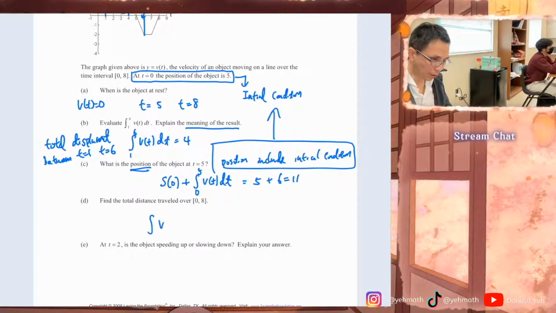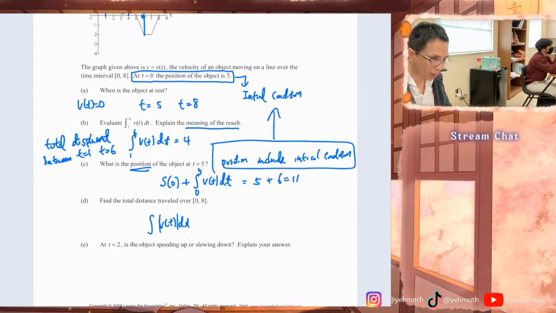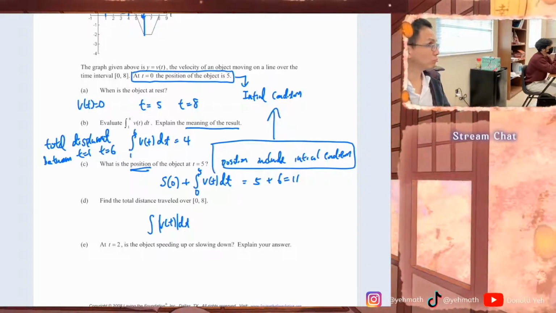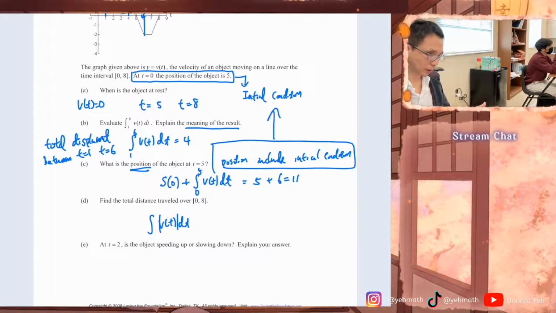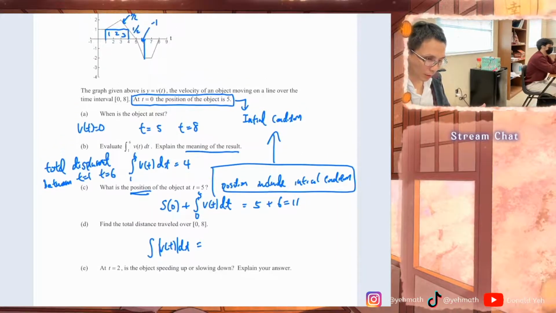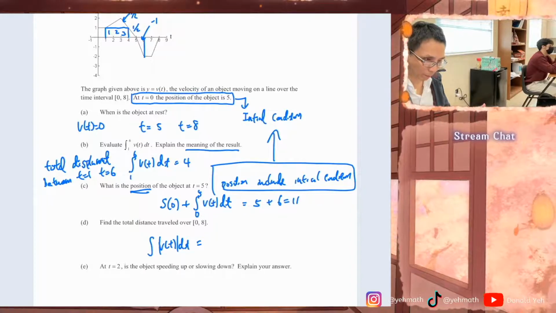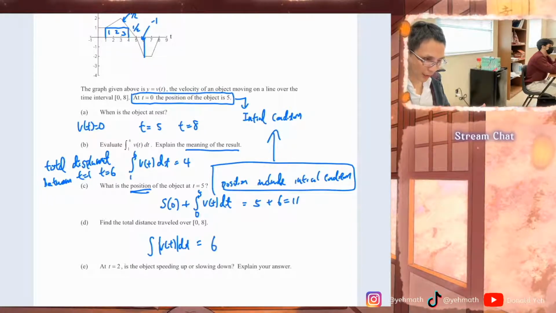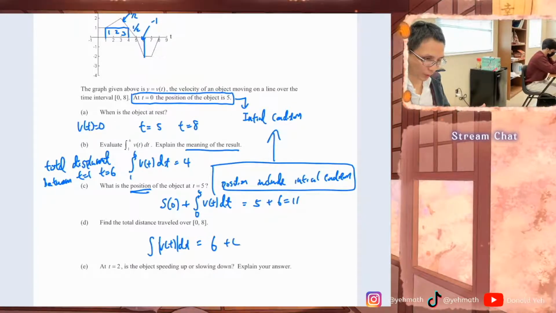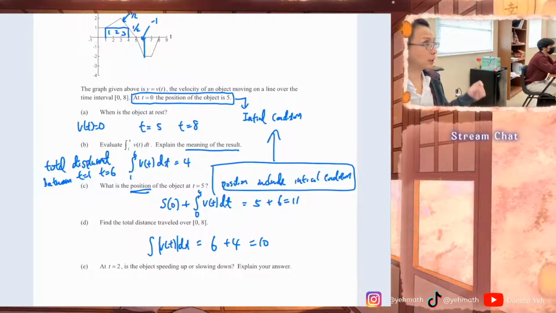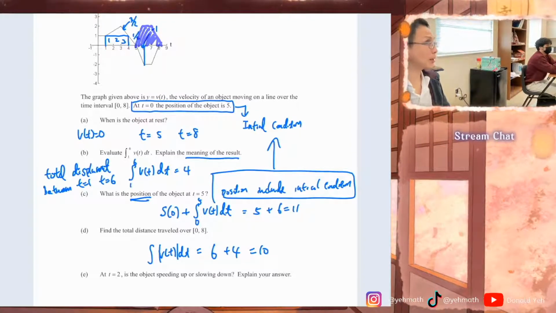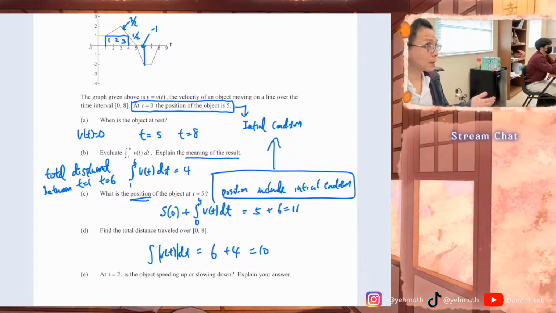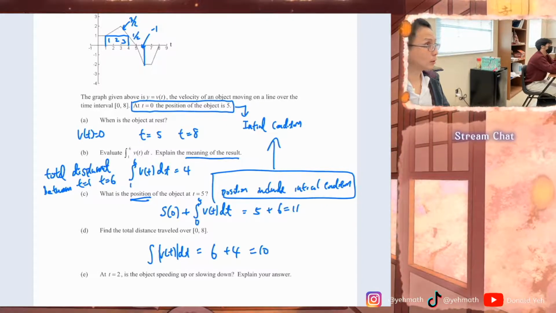For total distance, if you just write down the absolute value like this, you already get 1 point. Between 0 and 8, I would say that is 1, 2, 3, 4, so it's 6. 6 plus 4, so it's equal to 10. Why plus 4? Because underneath, it's going to spike up like this because of the absolute value, so the area becomes positive. Therefore it's going to include positive 4. Nicholas, do you understand?